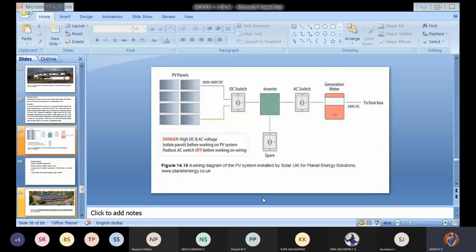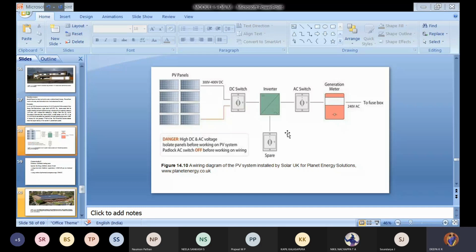So this is one of the basic diagrams of how the wiring has been carried out. A wiring diagram of the PV system installed by Solar UK for a planet energy solution. So for the PV arrays, you can see the output is 300 to 400 volt DC, and we have a DC switch, and the output is connected to the inverter. Next to the inverter we have an AC switch, and that is connected to the generator meter, and afterward the fuse box, then the grid system will be available.